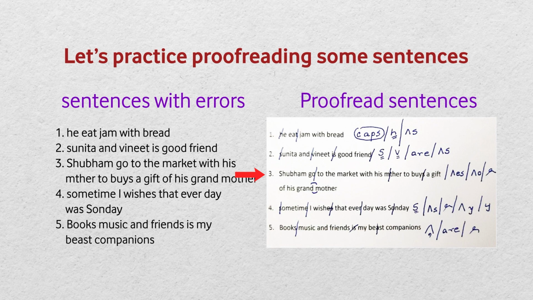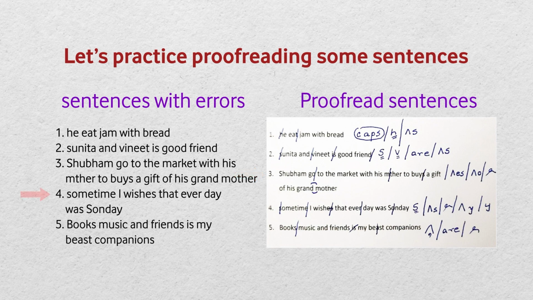We have to then use the correct verb with the subject. So it will be buy a gift. The preposition here naturally cannot be of, it has to be for. So the of has to be replaced by for, and grandmother should be a single word. So I've used that little notation to join grand and mother. So Shubham goes to the market with his mother to buy a gift for his grandmother.